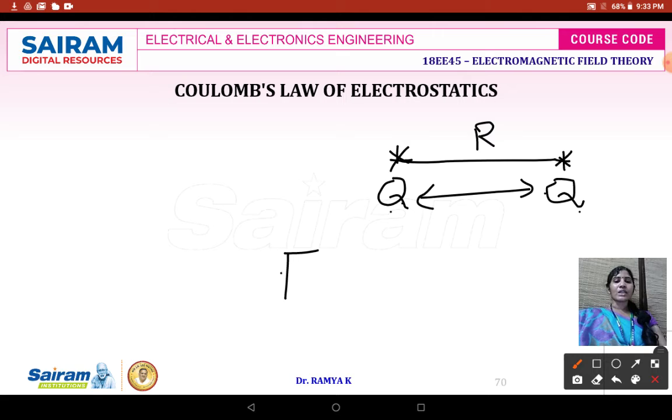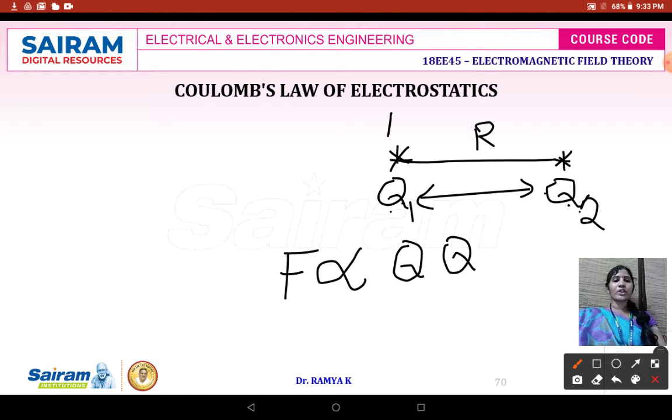Therefore, the total force experienced between these 2 points is directly proportional to the magnitude of the charge available. Suppose this is Q1 and this is Q2, the force experienced is directly proportional to the charge on each object. If this is object A and this is object B, object A has a charge of Q1 and object B has a charge of Q2. Therefore, the force experienced between object A and object B is directly proportional to the charge on each object and inversely proportional to the square of the distance.